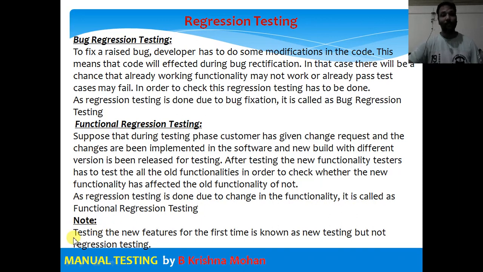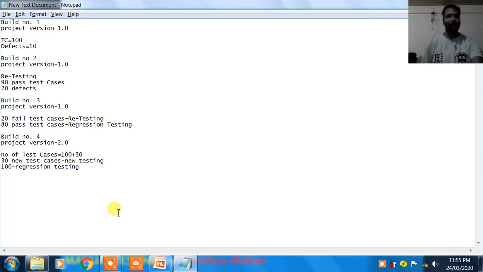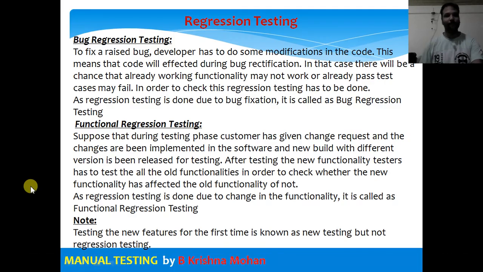Okay, note: testing the new features for the first time is known as new testing, but not regression testing. I already told you that these test cases are executed for the first time and belong to the new functionality, so testing the new functionality is called new testing, not regression testing. What is regression testing? Executing only the past test cases once again. Who will be doing that? The test engineer will be doing that. Hope you understood what regression testing is.